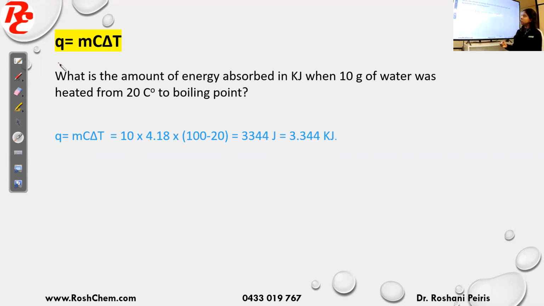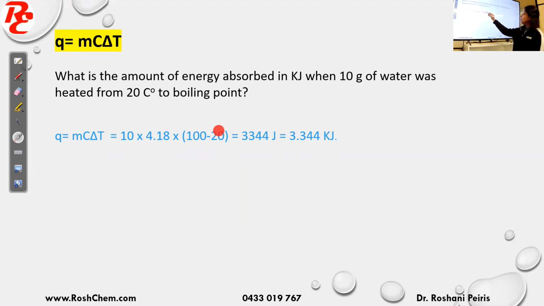Okay, we'll look at this question here. What is the amount of energy absorbed in kilojoules when 10 grams of water is heated from 20 degrees to boiling point? The boiling point of water is 100 degrees. So I use Q equals mc delta T. The mass is 10 grams. For c, the specific heat capacity of water is 4.18. You can find this in your VCE Chemistry data book.